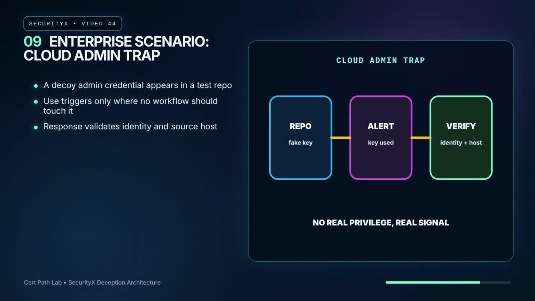Consider an enterprise scenario. A cloud team plants a fake admin credential in a controlled test repository, clearly outside any production workflow. The credential cannot access real resources, but any attempt to use it triggers an alert. When the alert fires, the SOC correlates the repository access, identity, endpoint, source IP, and recent command activity. The security architect cares about the full chain: safe decoy, isolated permissions, reliable telemetry, and a tested playbook.